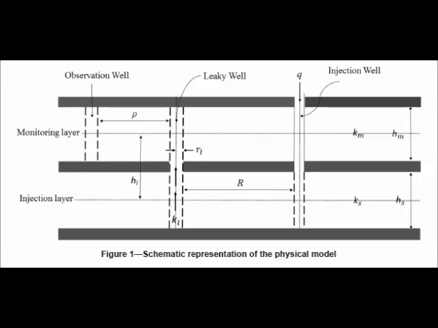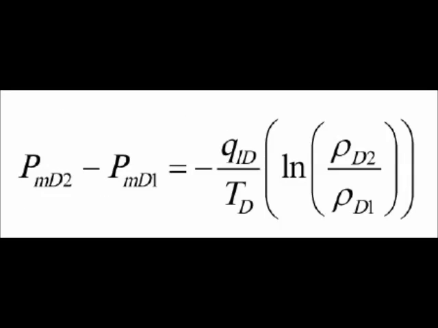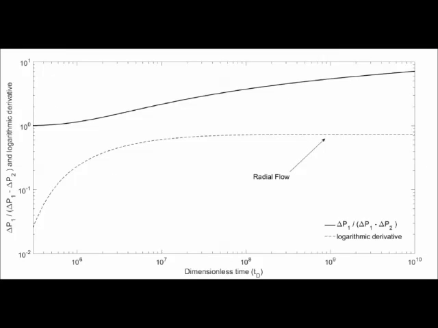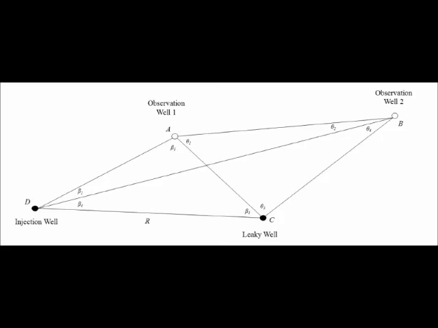Mosaheb-Zaiduni 2012 simplified the dimensionless pressure difference equation as shown. First, the leakage pathway is identified by plotting the dimensionless pressure difference of two observation wells. Second, the characteristics of the leaky well are calculated using the pressure data of the observation well. Lastly, locate the leaky well by assuming a triangle and using trigonometry.